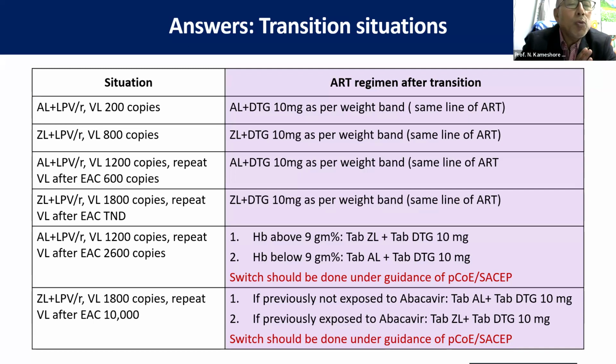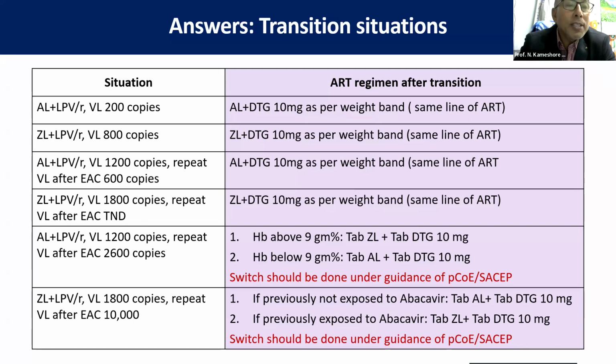So we have to switch the ART regimen. Here we have to see how much is the hemoglobin. If hemoglobin is 9 gram and above, we can switch to zidovudine, lamivudine, dolutegravir. If the hemoglobin is below 9 gram, then we have to continue with abacavir, lamivudine, and the transition of lopinavir, ritonavir to dolutegravir. Here, the guidance of the SASEF and the pCoE is to be taken.